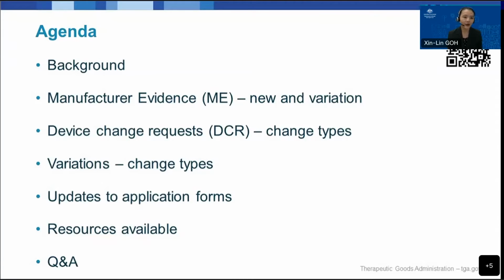So in today's webinar, I will run through very quickly the background and context of the EU MDR transition and implications, which was covered in the first webinar yesterday. We will then dive straight into the manufacturer's evidence or conformity assessment certifications, where through examples and case studies, we will explore when a new manufacturer evidence application might be lodged, and also when a manufacturer evidence variation application may be lodged. We'll work through the various change types for device change requests and variation applications, and run through some updates that have been made to our application forms. I'll touch on some common issues we are seeing with manufacturer evidence applications and applications to vary ARTG entries, and we'll then move on to our Q&A segment.